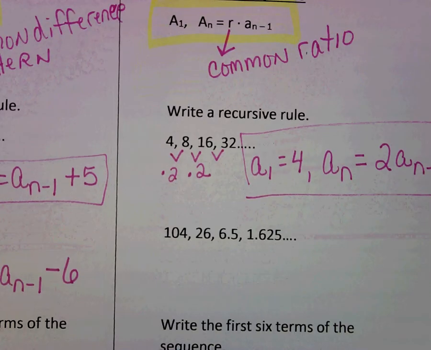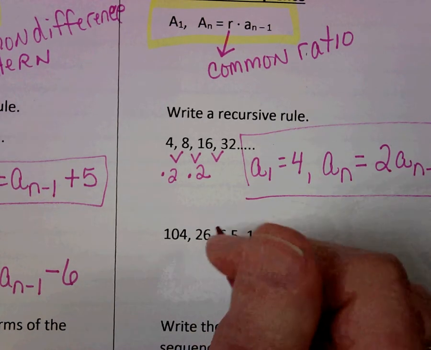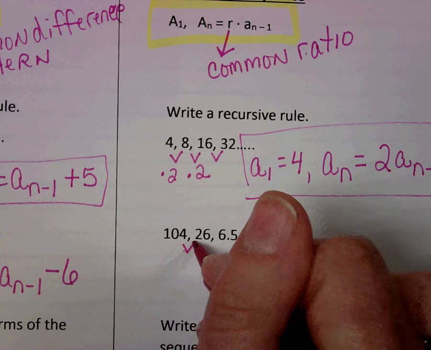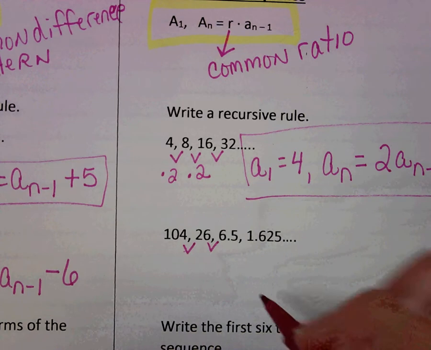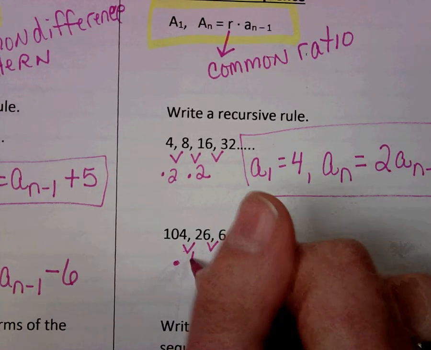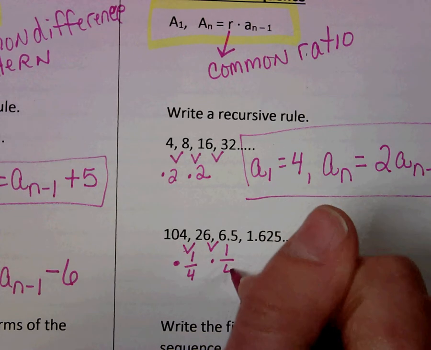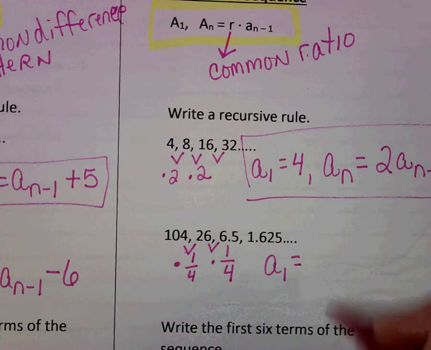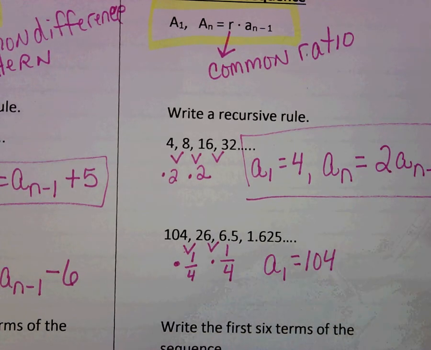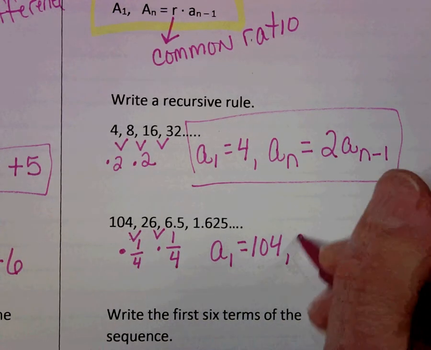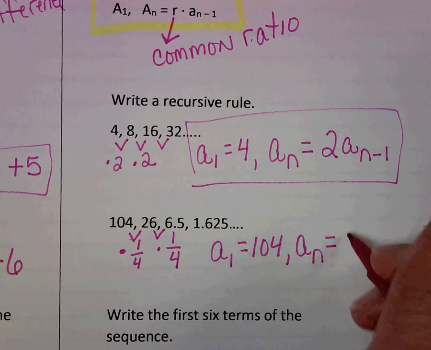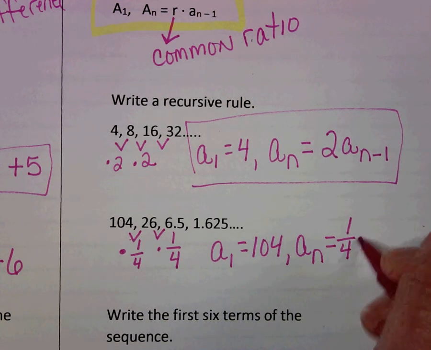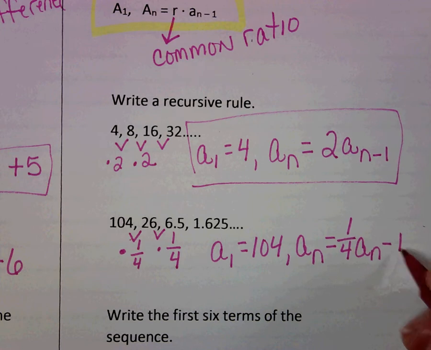Okay, and the next one, notice our numbers are going down. And I believe if you look at this, you'll find that we're dividing by 4 every time. But remember, our pattern needs to be a multiplication pattern. So this would actually be multiplying by 1/4. So our rule would be a sub 1 equals, what's our first term? 104. And then we write a sub n equals 1/4 times a sub n minus 1. Whoops, and that should be a subscript. Okay.